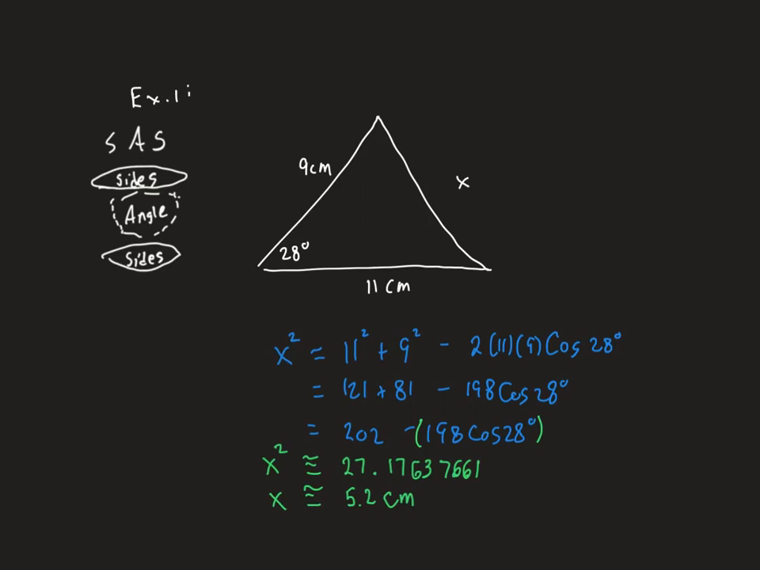So, you can use cosine law when, as I said up there, you have SAS, or if you have SSS. If you have all 3 sides. Because then you can use that to find your angle. And that's what we're going to be looking at next.